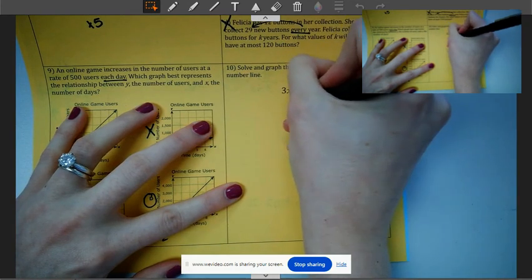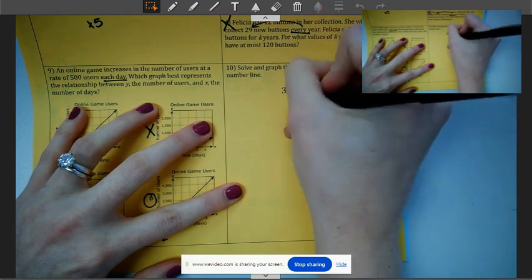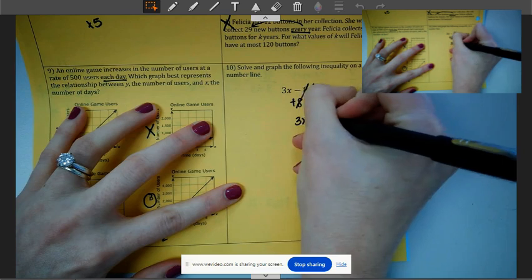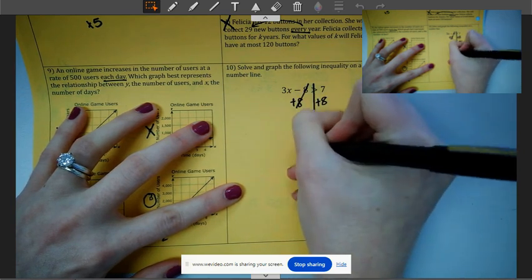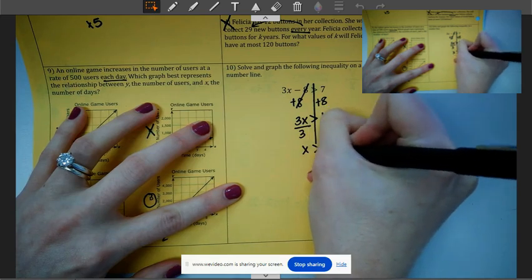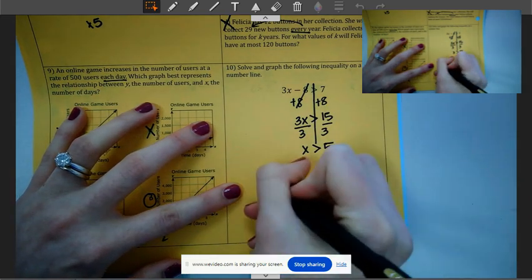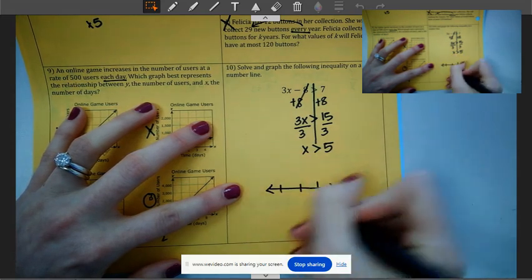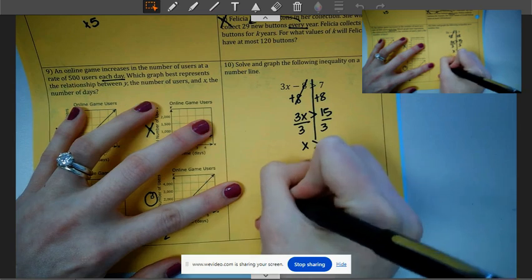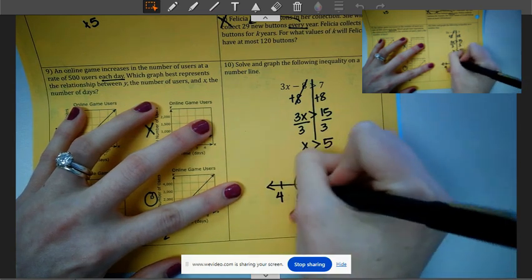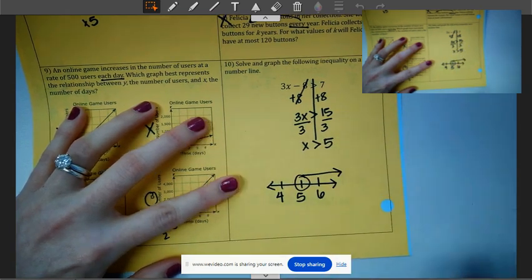So the first thing we're going to do is add 8 to both sides. So I'm left with 3x is greater than 15. Then we divide by 3. I'm not dividing by a negative, so our sign stays the same. So x is greater than 5. Now, when I expect you to make a number line, we're going to put the number in the middle, one number above, which would be 6, one number below. It's greater than, so it's an open circle, and the arrow points to the right.